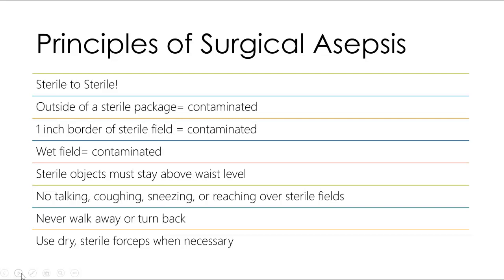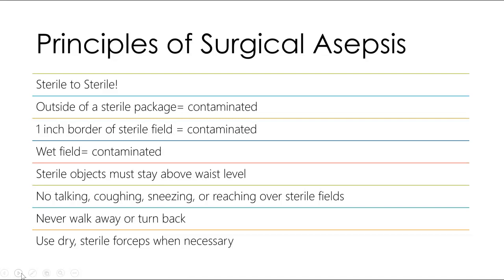Never walk away from your sterile field or turn your back on it. You have to have it in your vision at all times, peripheral vision, direct vision. So if you walk away or you turn your back on your sterile field, it is no longer sterile. You need to get a whole new sterile field. Okay. You can use dry sterile forceps when necessary. This is just a tool to help move things into your sterile field. So if you needed to for whatever reason, you could use some sterile forceps to do that.